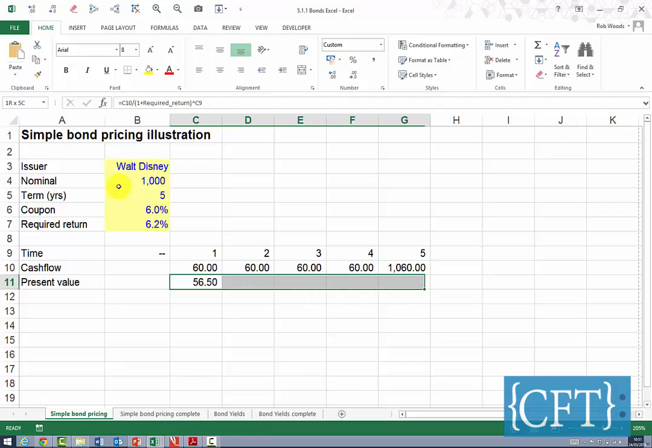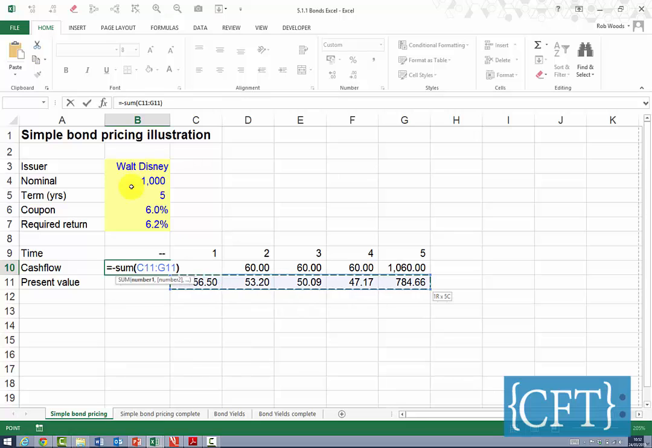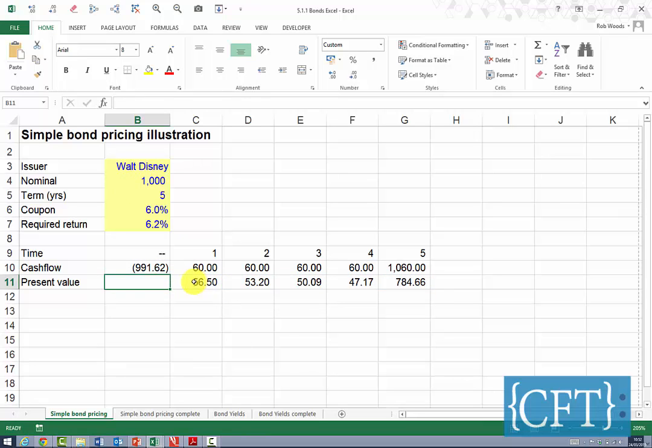Now I can just copy that straight across and find that, as expected, I'm willing to pay the largest sum of money for that last cash flow. And in fact, I'm willing to pay 784.66 today to receive 1060 in 5 years' time. Now the whole purpose of this spreadsheet is to work out the price or value of the bond, and therefore if I just sum up those numbers, I will find a value of 991.62.